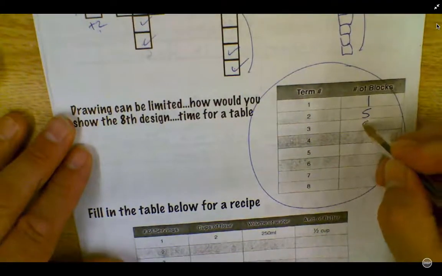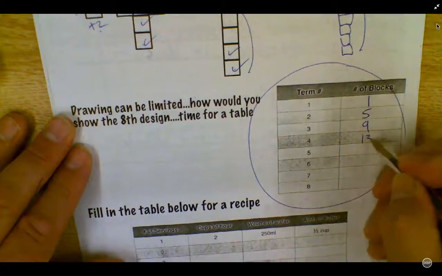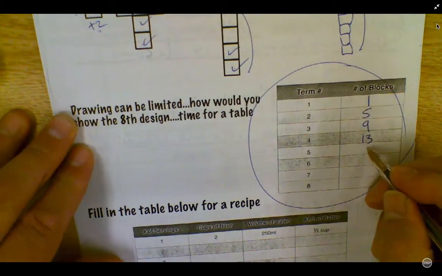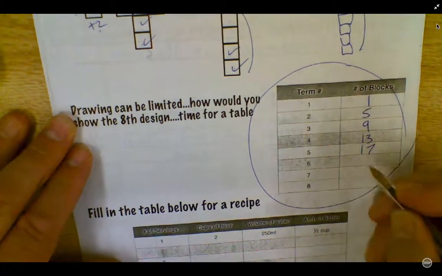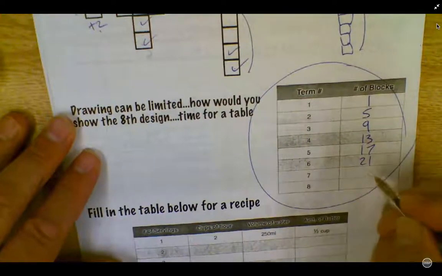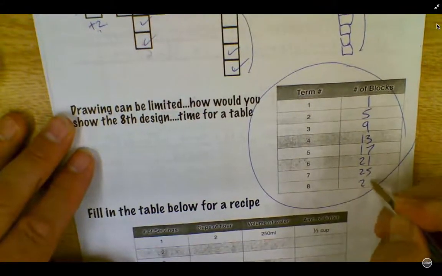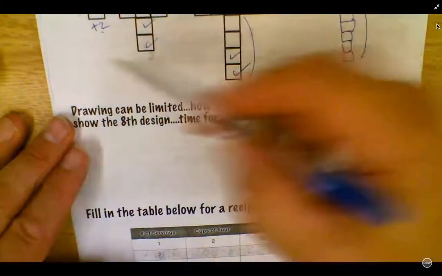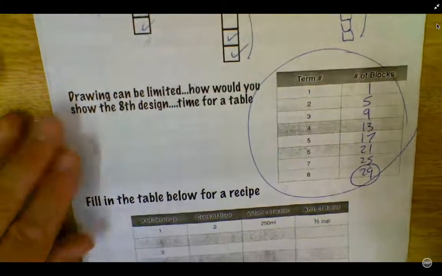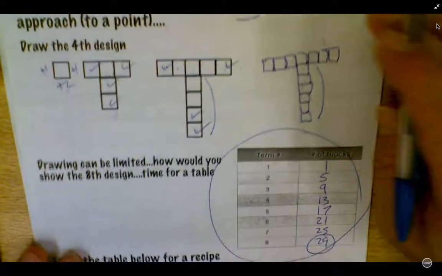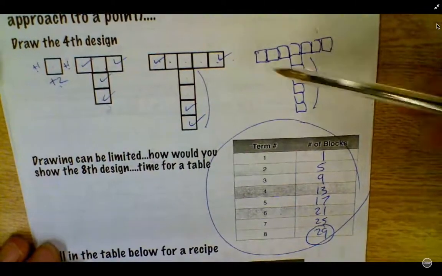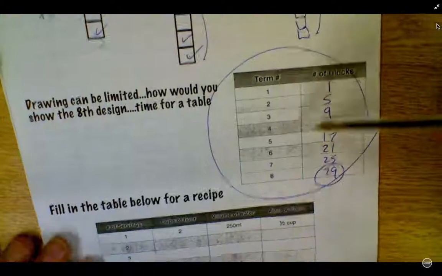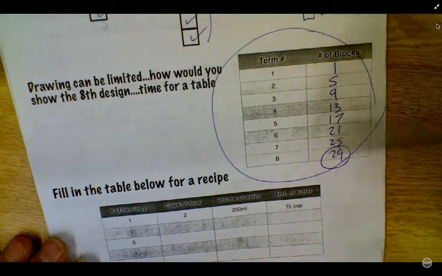Then this next one has 9 blocks, and then 13 blocks, and adding on the spot here, 17 blocks, 21 blocks, 25 blocks, 29 blocks. I hope that's right. I'm adding 4 each time. The common difference in this is 4. So the point here is, drawing is good if you're drawing 1 or 2, but if you have to do a lot of them, go to the table right away.